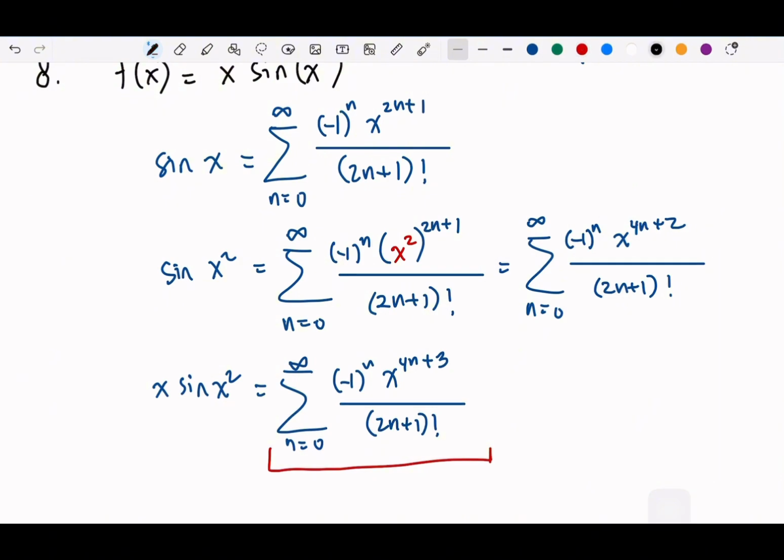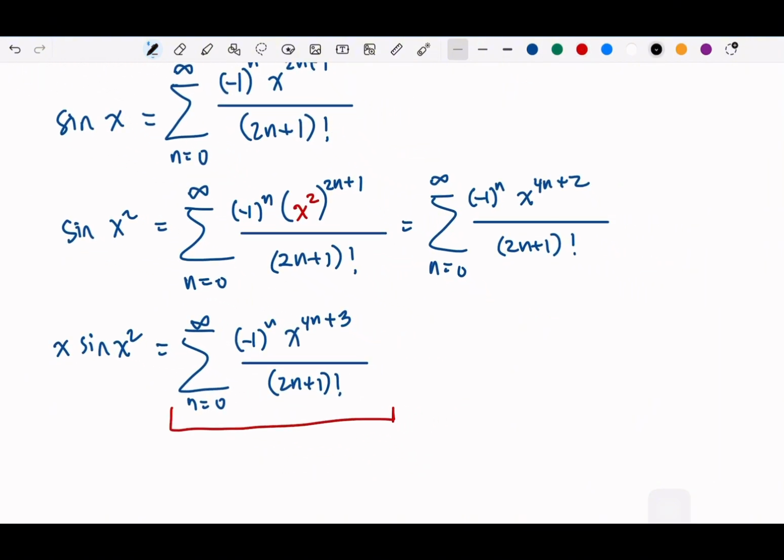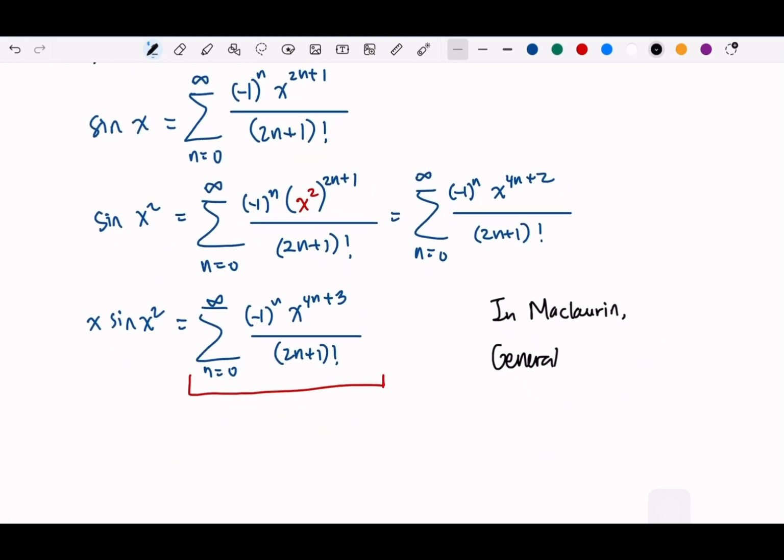Now remember in Maclaurin, the general formula is going to be f of x is the sum of f with the k-th derivative at x equals 0 over k factorial multiplied with x with power of k.